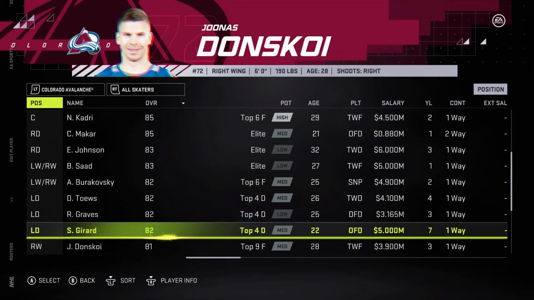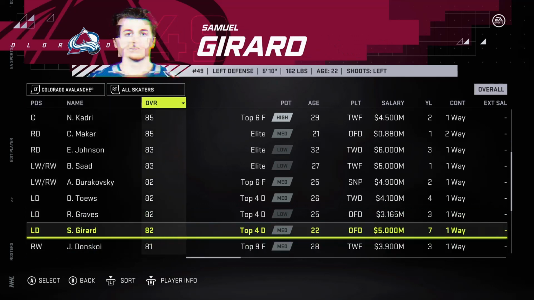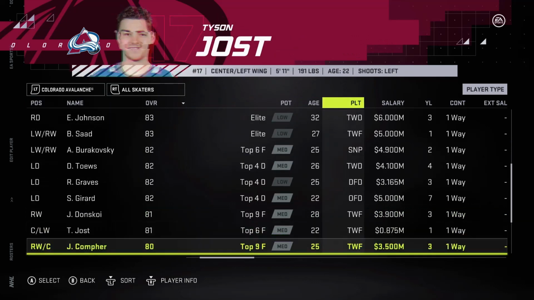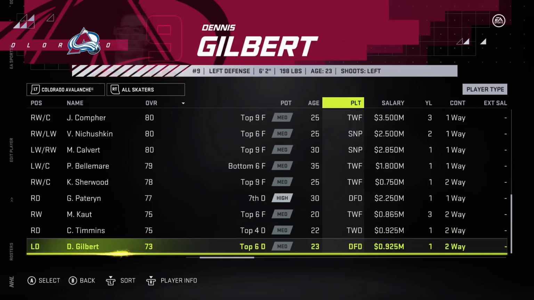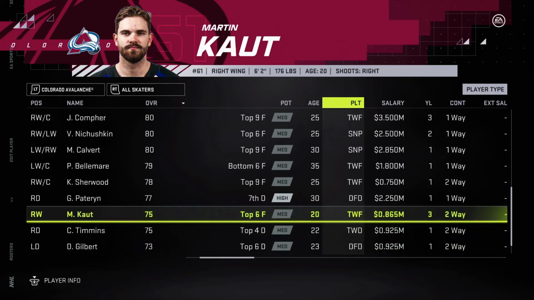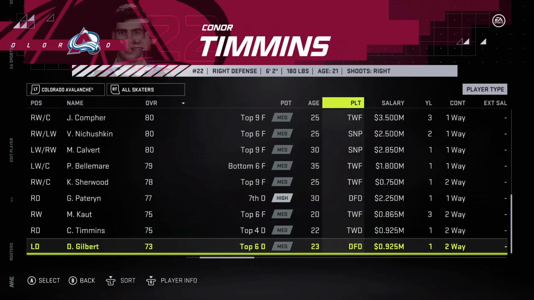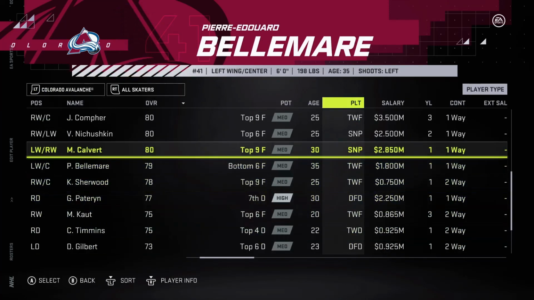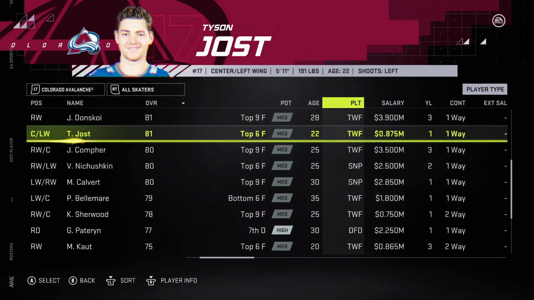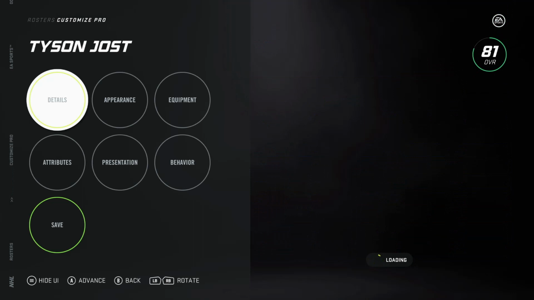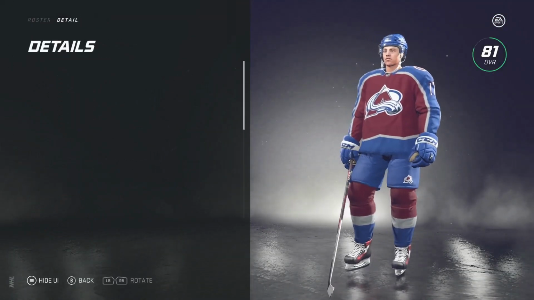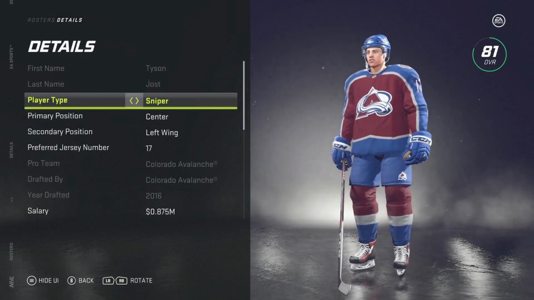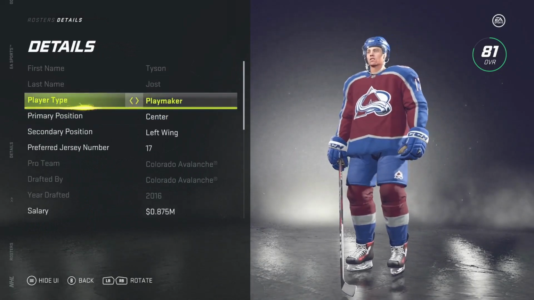As you can see, I'm looking at the different player types here, and I'm trying to make the best decision based on each player, making sure that their player type fits what I believe I'm going to build around. When I look through all of these players, most of them look good. The only one that I think I'm going to change is Tyson Jost for the Colorado Avalanche. If that's not a giveaway by the thumbnail or by what I'm doing right now, we are going to be using the Colorado Avalanche as the example for this. So anyways, Tyson Jost, I'm going to change to a playmaker.